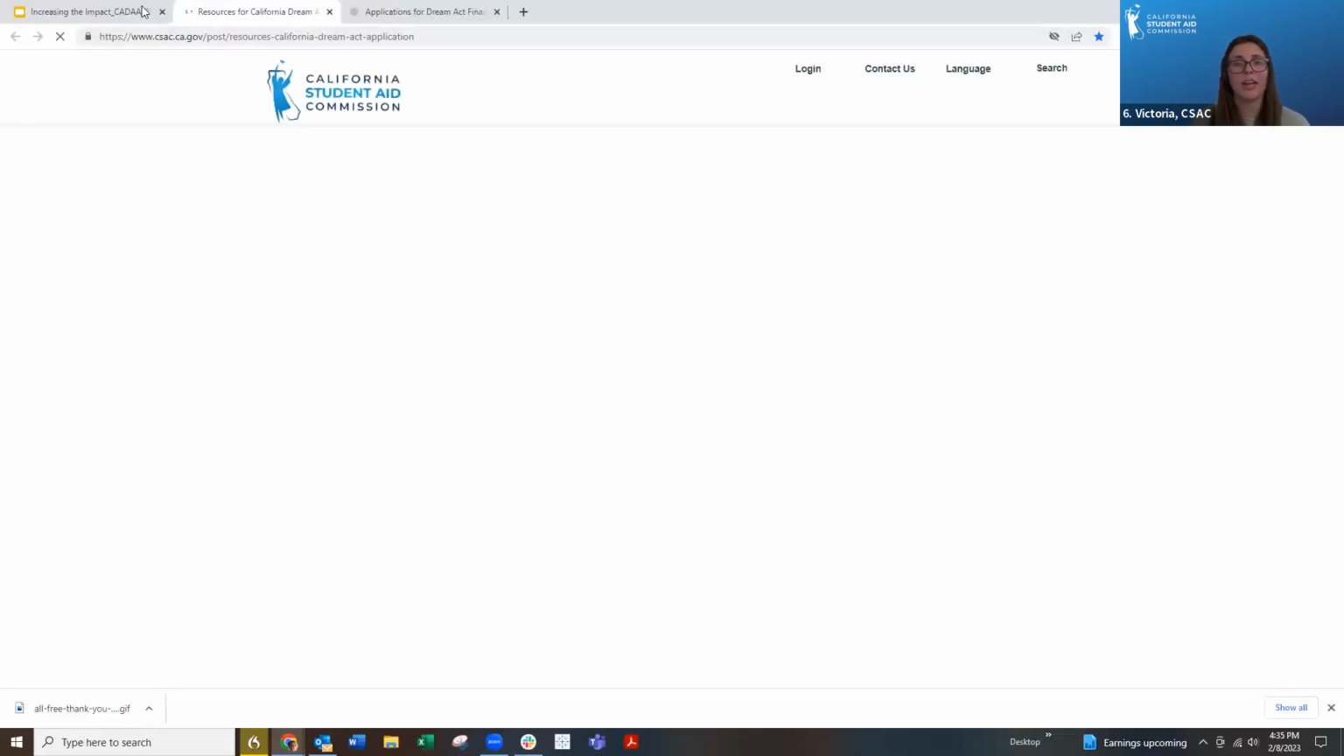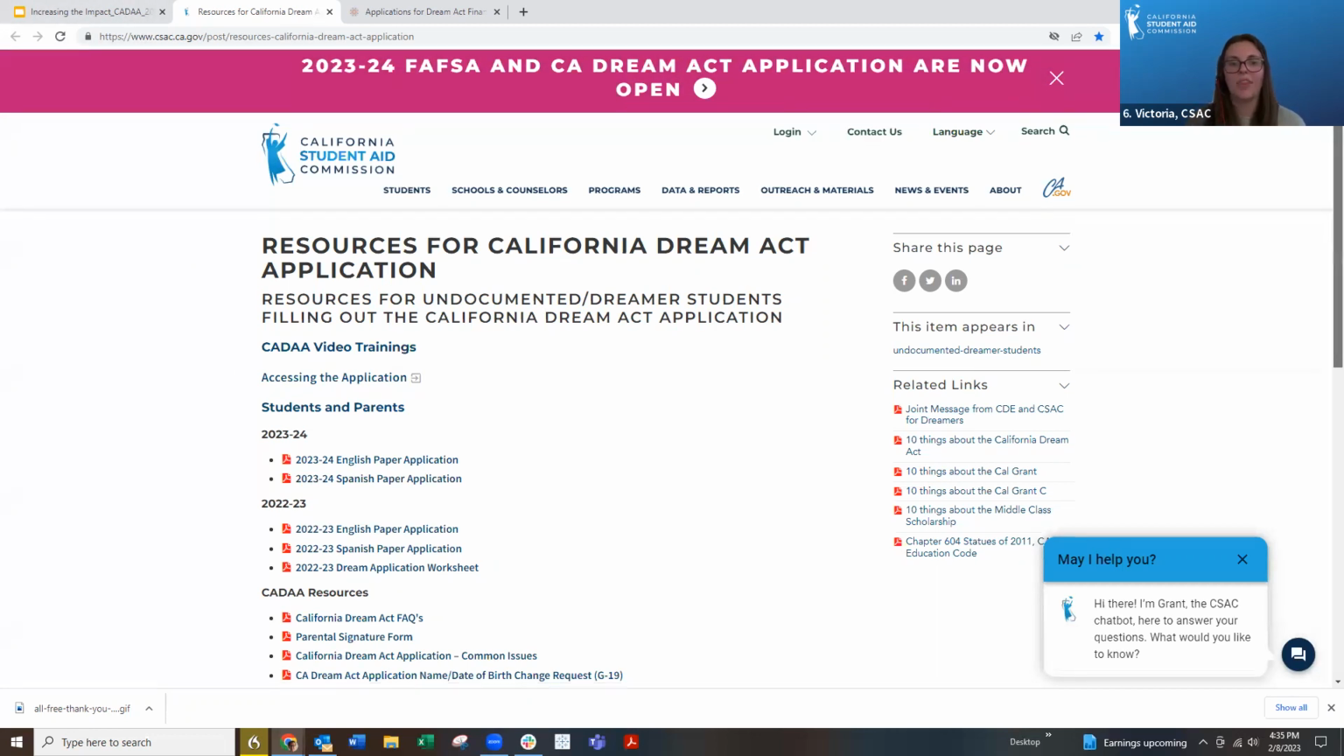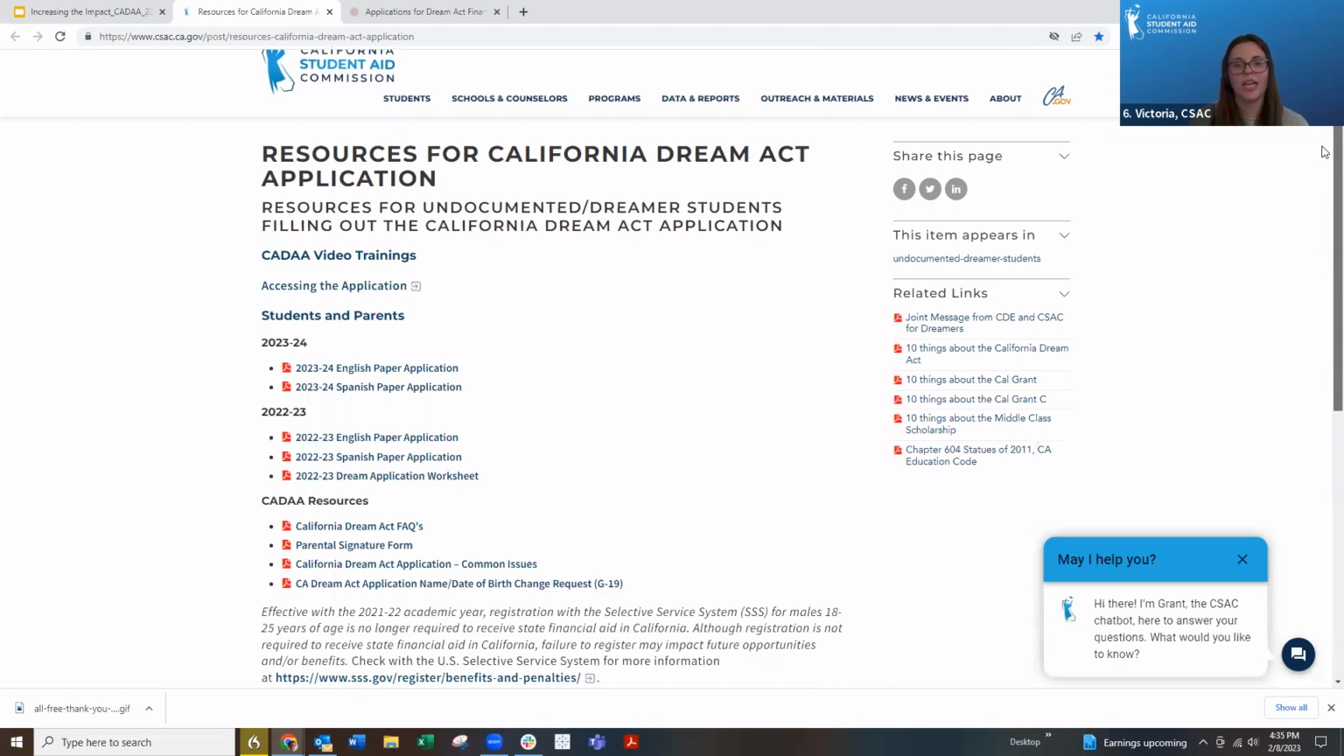We are aware, and I'm actually composing an email now to see if we can get that letter in other languages. And then we have some FAQs, a parent signature form, and then those common issues, and also that name and date of birth change request form.